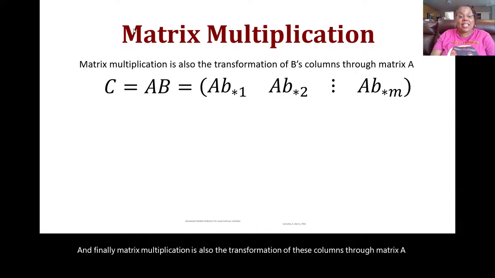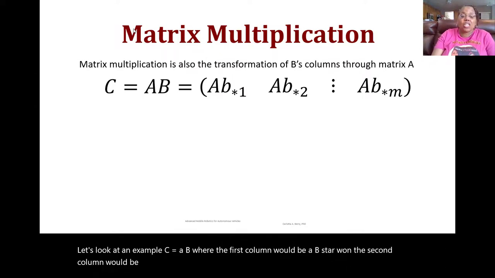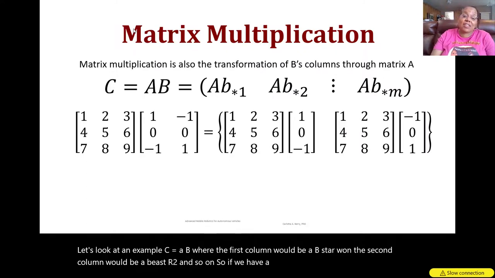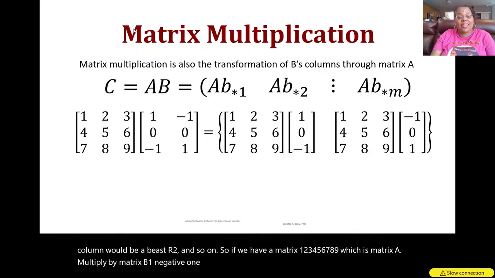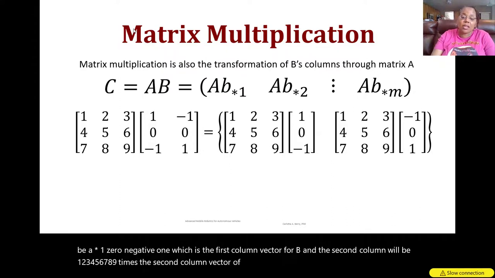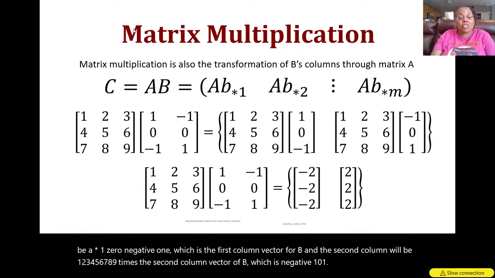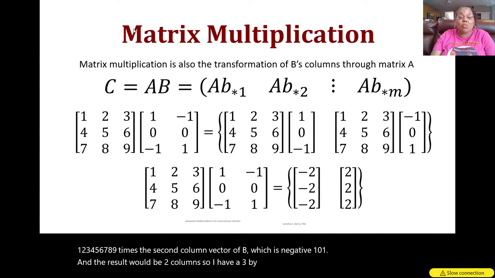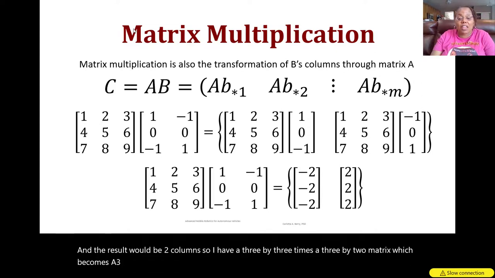Let's look at an example. C equals AB, where the first column would be A B star 1, the second column would be A B star 2, and so on. So if we have a matrix 1, 2, 3, 4, 5, 6, 7, 8, 9, which is matrix A, multiplied by matrix B, 1, negative 1, 0, 0, negative 1, 1, then I can write that as the first column would be A times 1, 0, negative 1, which is the first column vector for B. And the second column would be 1, 2, 3, 4, 5, 6, 7, 8, 9 times the second column vector of B, which is negative 1, 0, 1. And the result would be two columns. So I have a 3x3 times a 3x2 matrix, which becomes a 3x2 matrix, where the first column is negative 2, negative 2, negative 2, and the second column is 2, 2, 2.